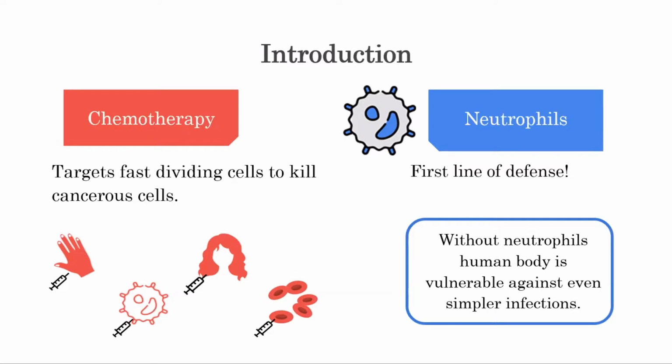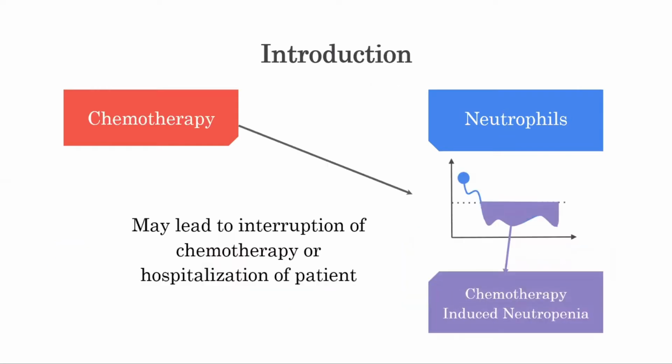The most abundant type of white blood cell in the bloodstream are neutrophils. Neutrophils are the leading unit in evading and fighting bacterial or fungal infections. Being the first line of defenders, without neutrophils, the human body is vulnerable against even simpler infections. Low concentration of neutrophils resulting from chemotherapy treatment is called chemotherapy-induced neutropenia.